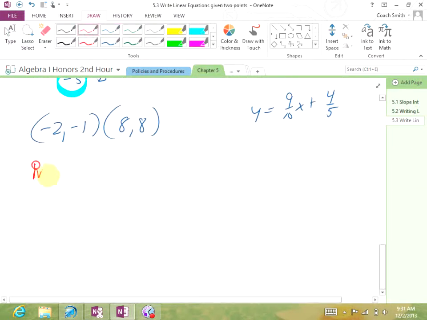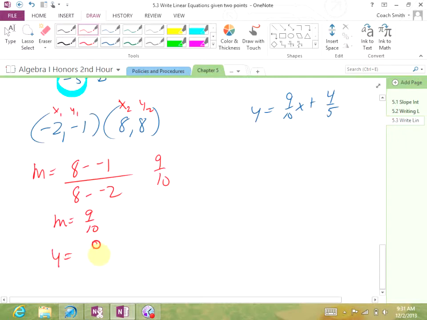First we start with the slope. M is equal to x1, y1, x2, y2. Okay, so that gives me 8 minus negative 1 on top. Then on bottom, it gives me 8 minus negative 2. So you get that, 9 over 10. Okay, so there's your M. M is equal to 9 over 10. Then that gives us y equals 9/10 x plus b.